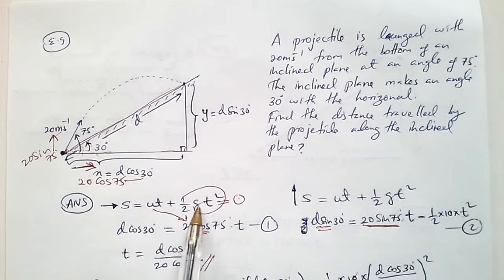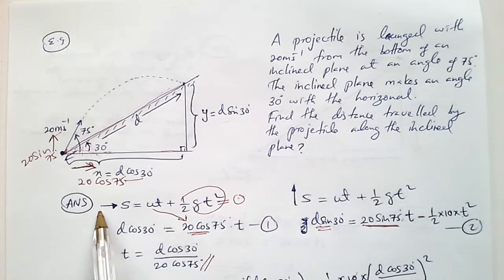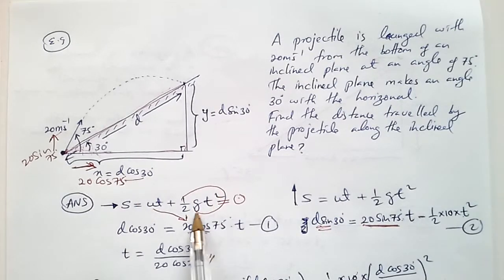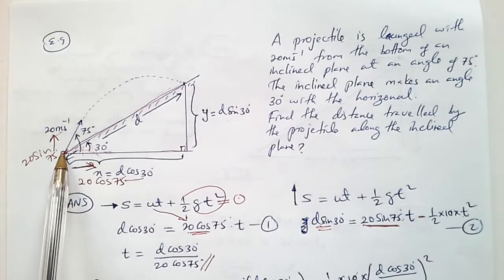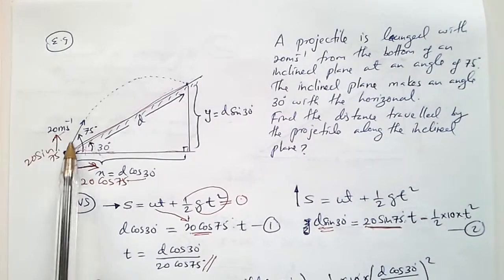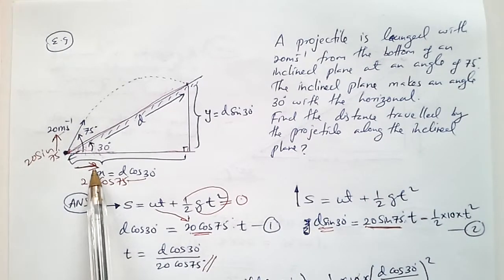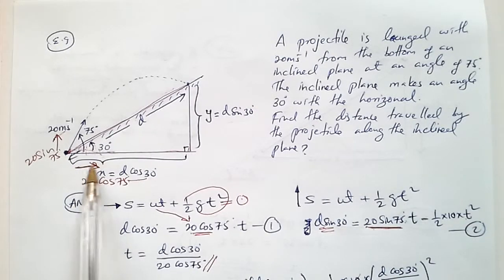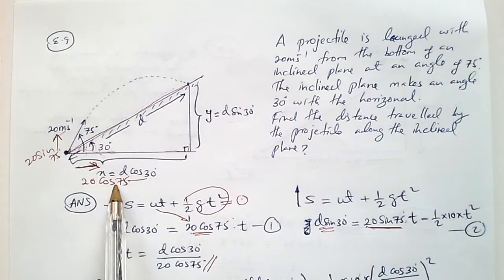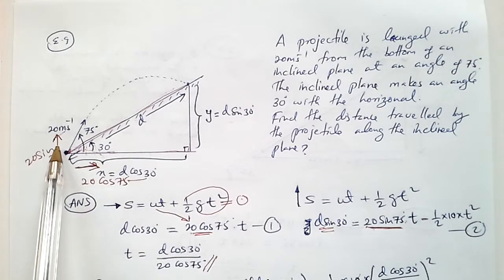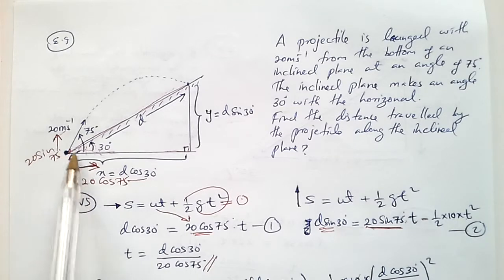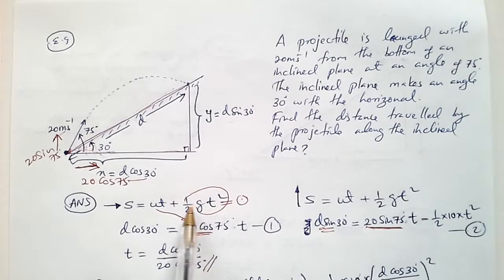I'm going to use s equals ut plus half gt squared, and we know there is no acceleration component along the horizontal direction, so this part will be 0. First, I'm going to divide this 20 meters per second speed into two perpendicular components. Along the horizontal axis it is 20 cos 75, and the other one, in the vertical direction, is 20 sin 75. That is my first step, dividing the velocity vector into two perpendicular components. If you use this equation, this component is 0.